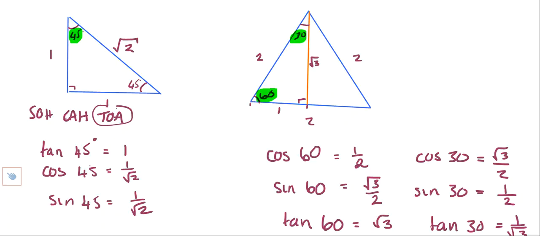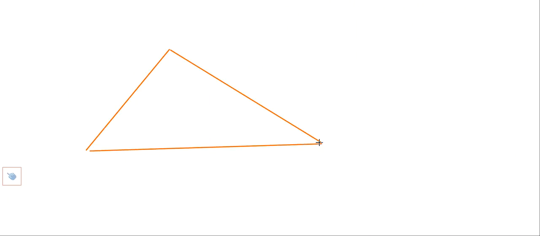So let's just check whether we can, for instance. If I were to say to you, no calculators allowed, here is a triangle. Let's just say that that's the 90, that is 60 degrees, and I say this side here is 10.